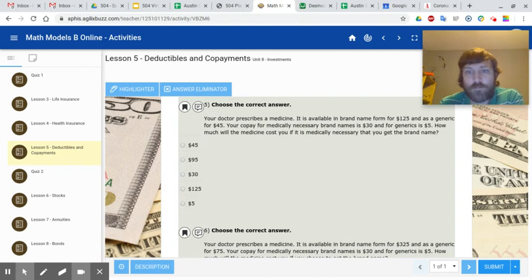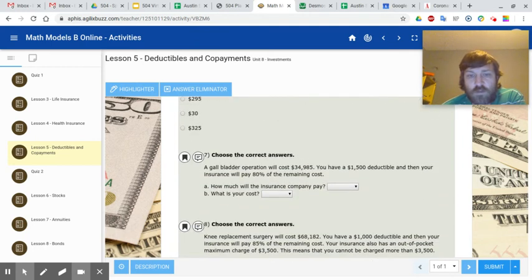Similar deal here. You just need to read the question. It says that the copay for medically necessary brand names is $30 and generics is $5. So again, it doesn't matter how much those medications cost. Your copay is all you're ever going to pay. So how much will it cost you if it's medically necessary to get the brand name? It says medically necessary brand names are $30, and so that's the answer. And I'm just going to scroll down to make sure.